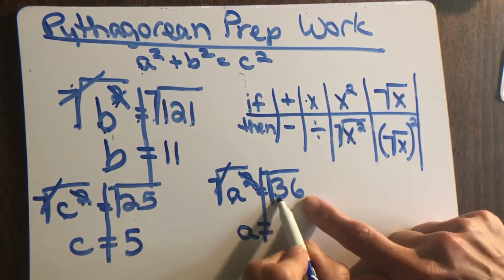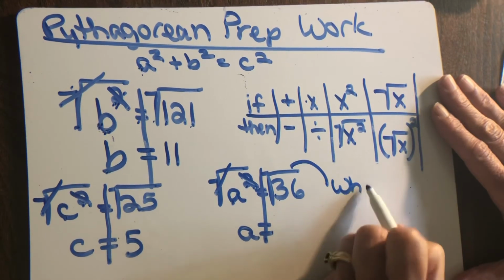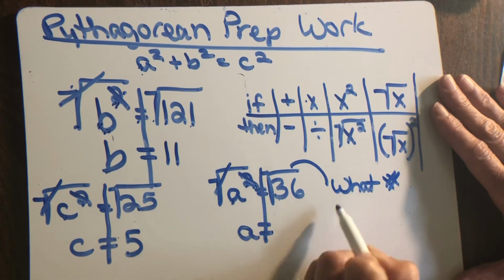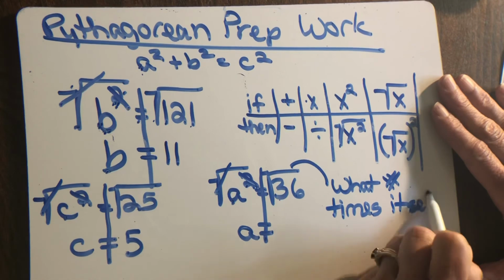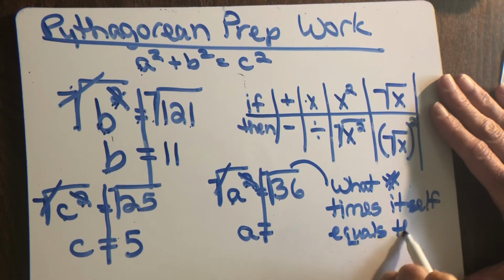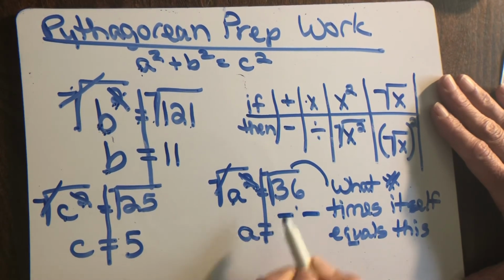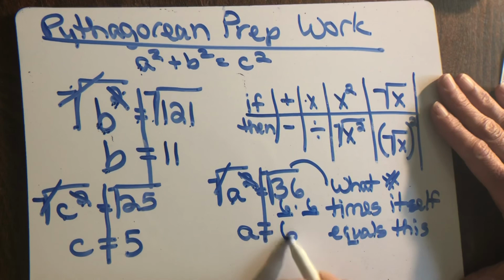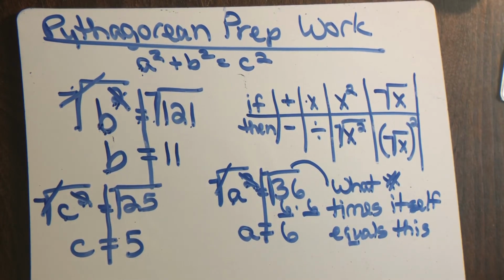If you want to do this in your head, you ask yourself, it's got to be a perfect square, what number times itself equals the number under the sign? So what number times itself equals 36? Well, 6 does. So 6 is my answer. Okay, so there's some practice. Now we'll go on and do some Pythagorean theorem.